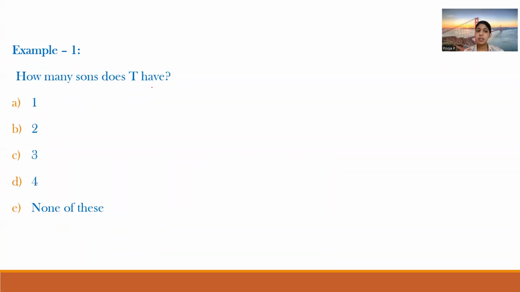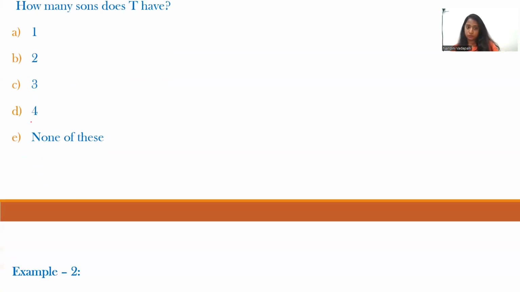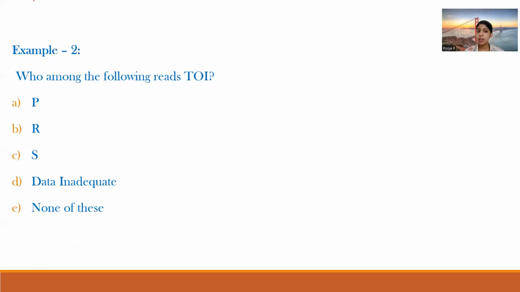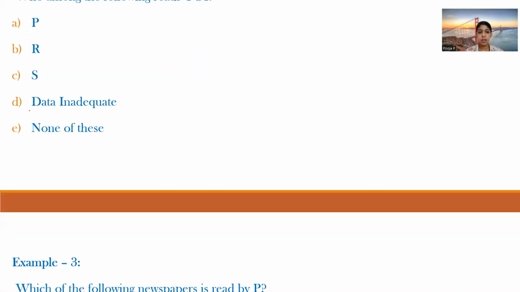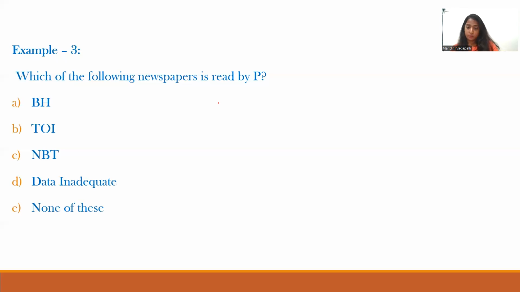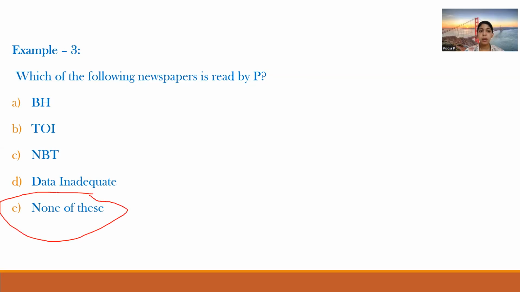How many sons does D have? Correct. And who among the following reads TOI? R. Yes. And which of the following newspapers is read by P? None of these. The answer is none of these, because we know T reads the Tribune, which is not mentioned here.